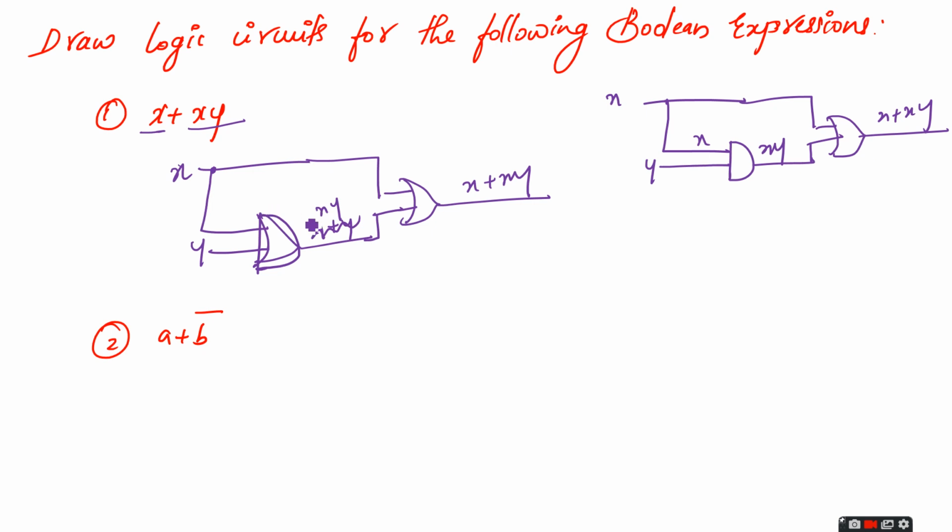Now next is A plus B complement. We will take A and B and pass it through an OR gate. But B complement is here. So first we have to pass B through a NOT gate, we will get B complement. After that, we have to pass it through an OR gate, we will get A plus B complement.